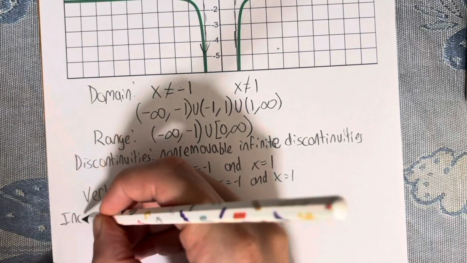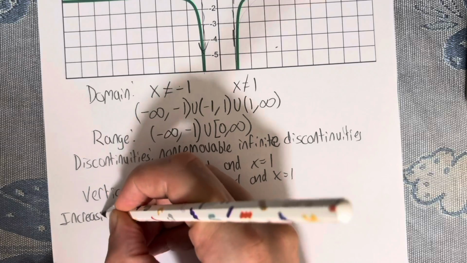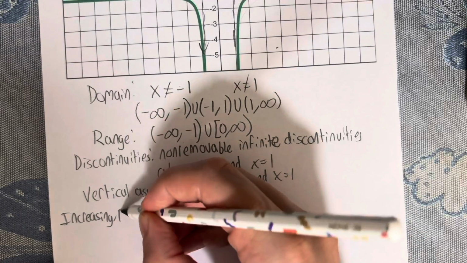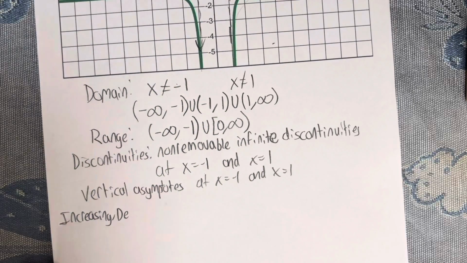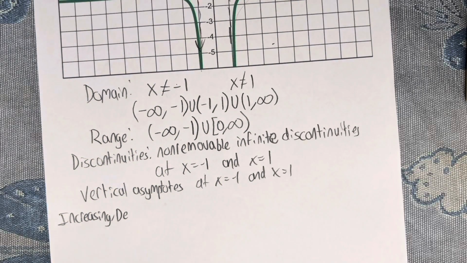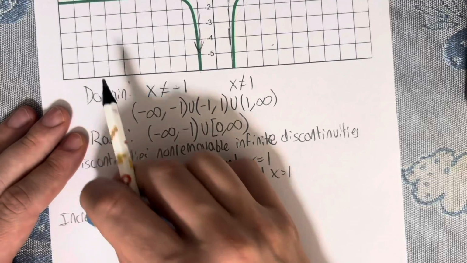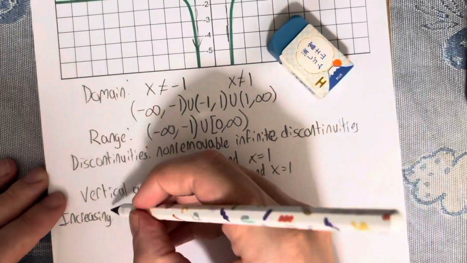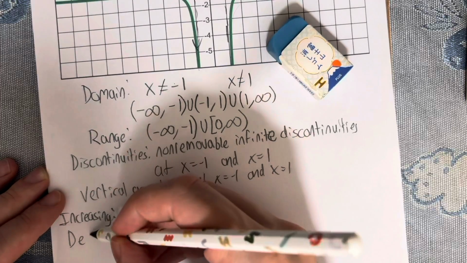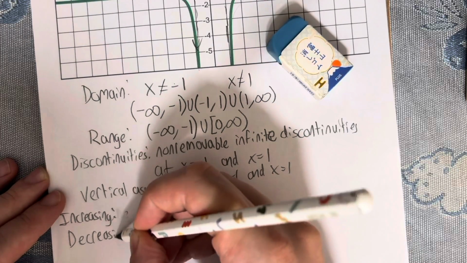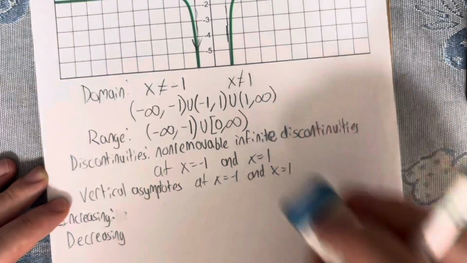So a graph, anywhere it has an output value, must be increasing, decreasing, or constant. Let's write it like this. There's no constant intervals. So we'll just write it out. Increasing when, decreasing when, and it's never constant. So let's figure it out.